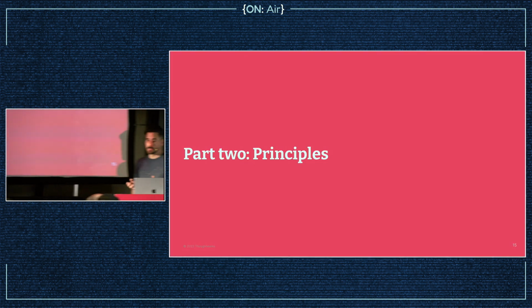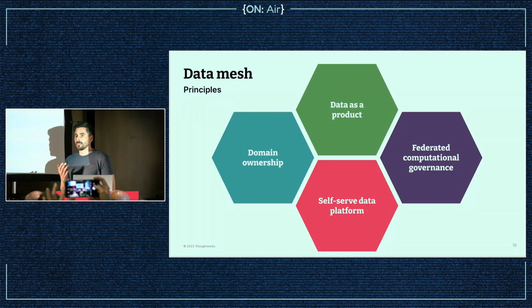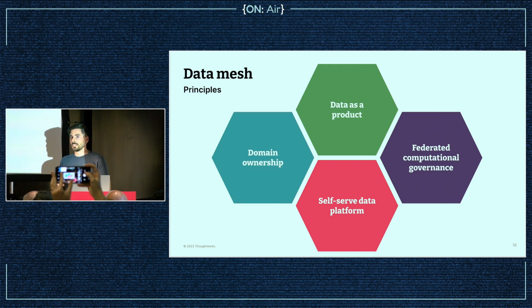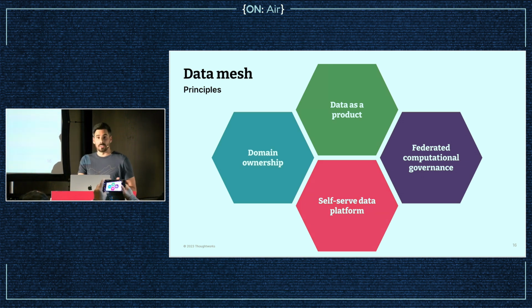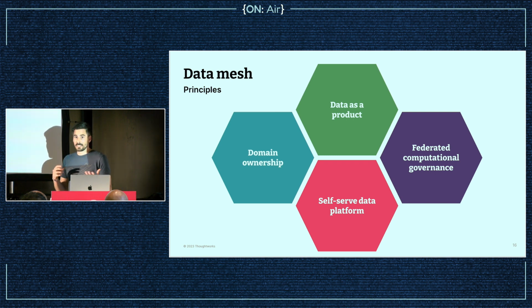Let's look now at the principles, right? Yeah. So there are 4 main principles, and we are going to go through each of them. But this is kind of the foundation, right? These are the principles outlined by Zhamak in the original book. They complement each other, I would say. You probably need all of them to have a successful data mesh, and therefore unlock the value that it promised. But that doesn't mean that you can't take some ideas from each of them and apply them in your current context.